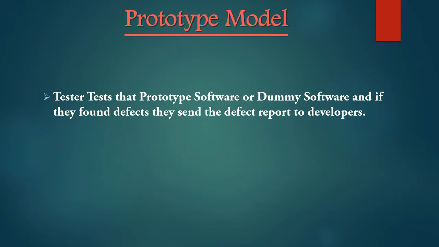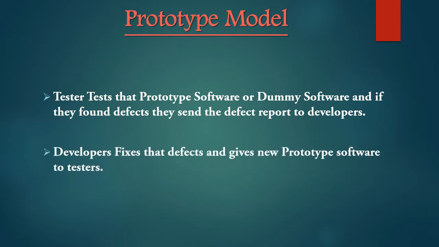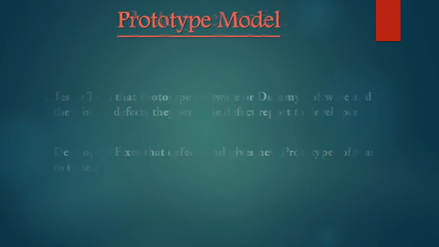The tester tests the prototype software or dummy software, and if they find defects, they send the defect report to the developer. As we all know, after developing the prototype software or any software, it needs to be tested. So if testers find some defects, they send them to the developers in the form of a defect report. Then developers fix those defects and give the new prototype software to the tester.